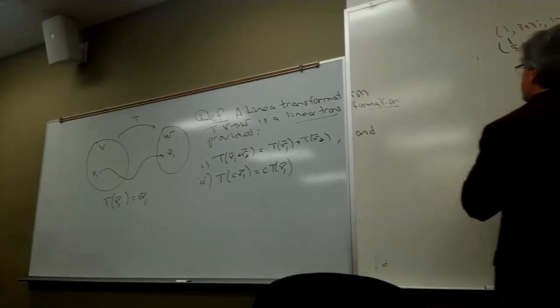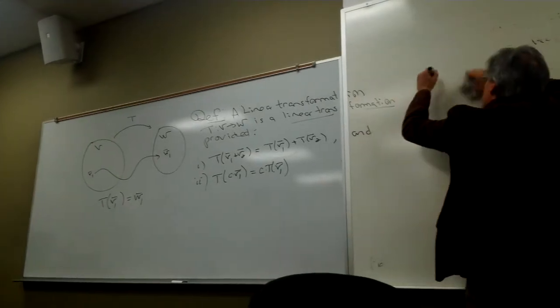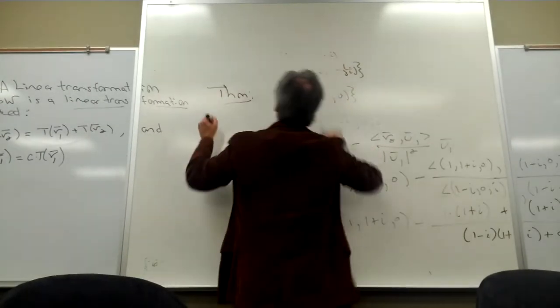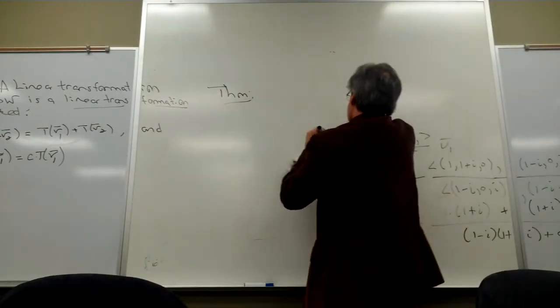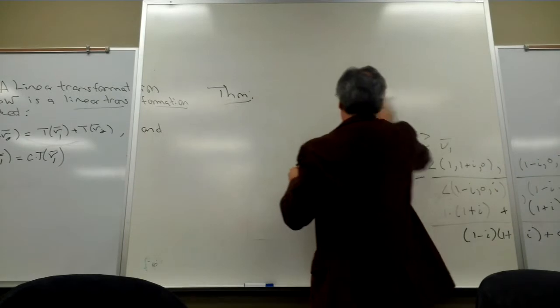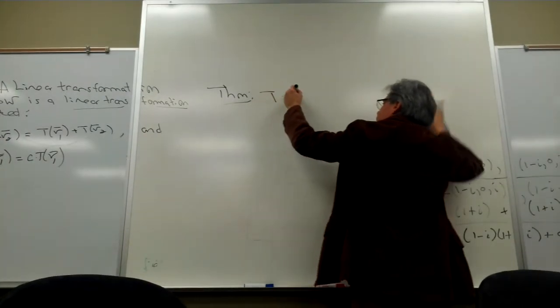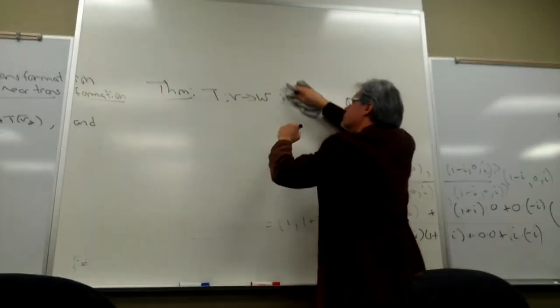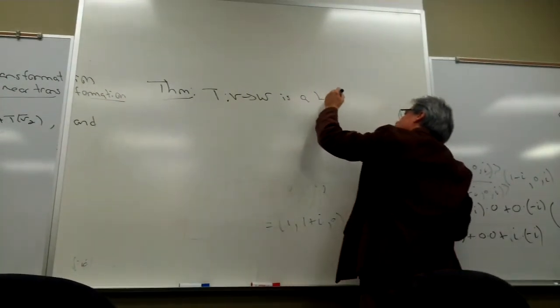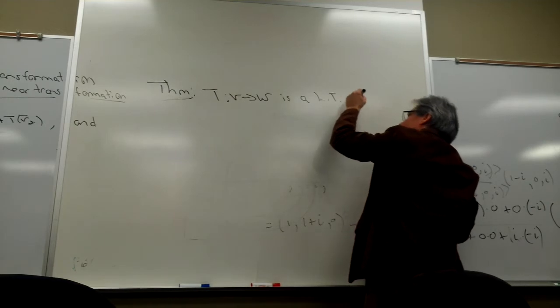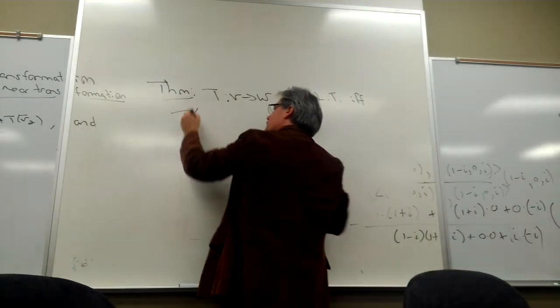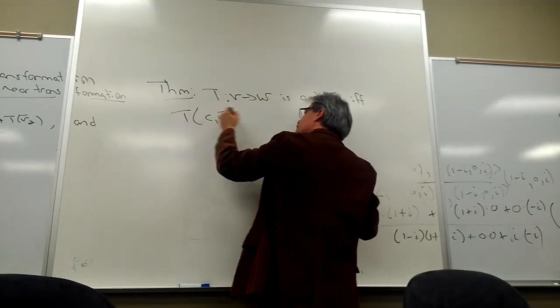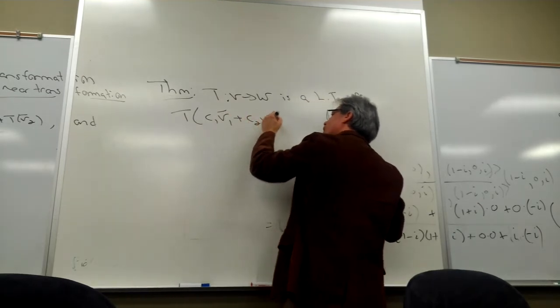Now I've got to confess, a mapping T from some vector space V into W is a linear transformation if and only if, when I take, how about this, a linear combination of vectors in big V?